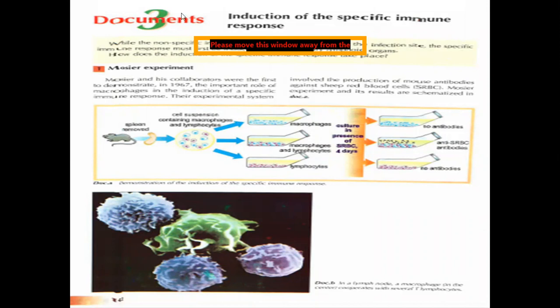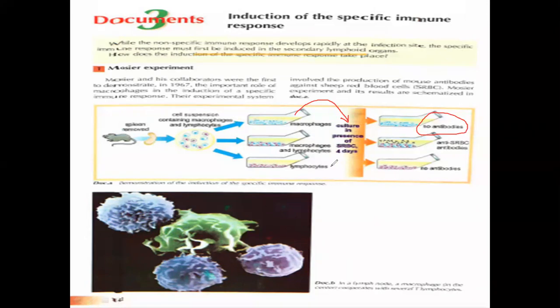Here we remove the spleen of this mouse. The spleen was removed, and we have a cell suspension containing macrophages and lymphocytes. We divided them into three different culture mediums. The first culture contains only macrophages, and we culture it in the presence of sheep red blood cells for 4 days. So here we have only macrophages, and we cultured them in the presence of sheep red blood cells, so we have no antibodies.